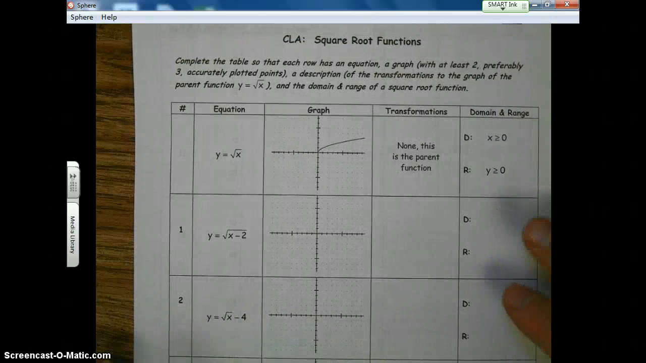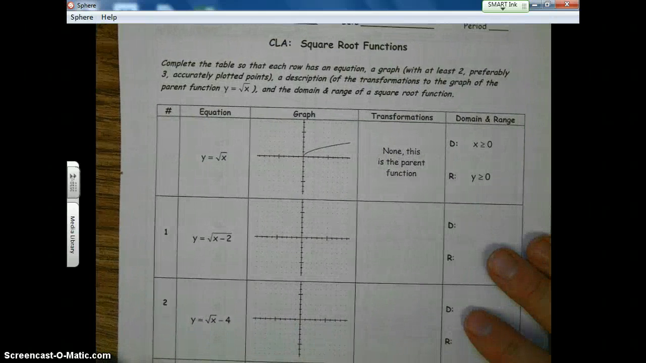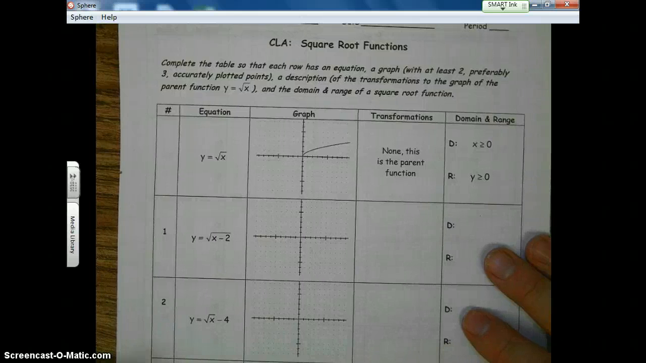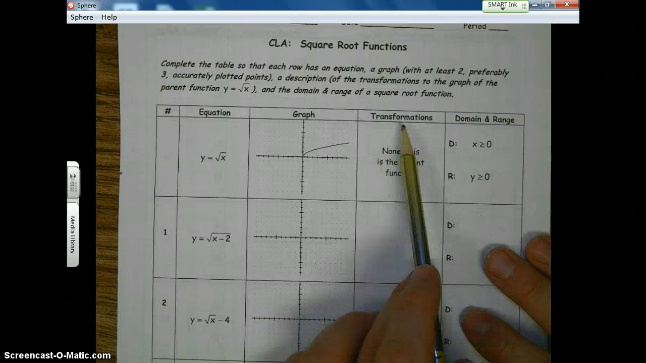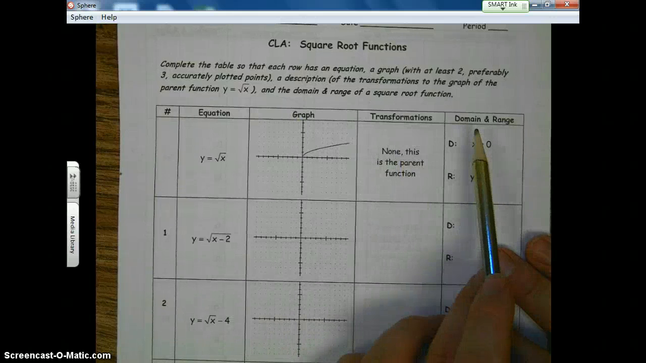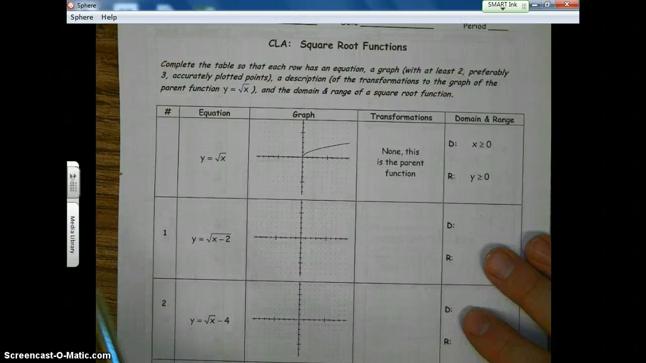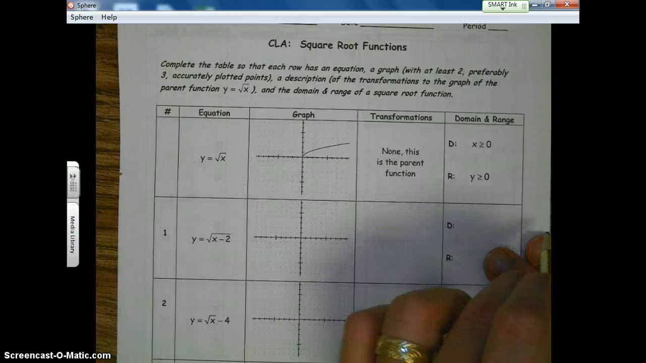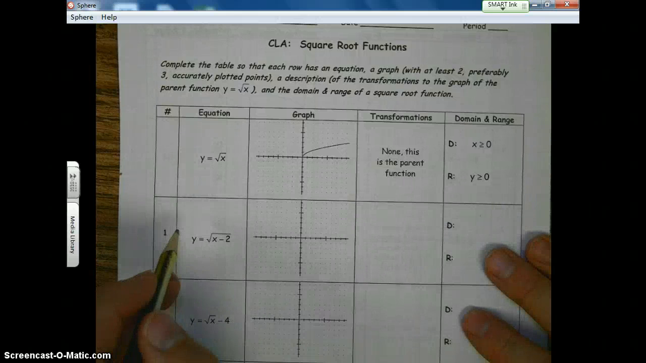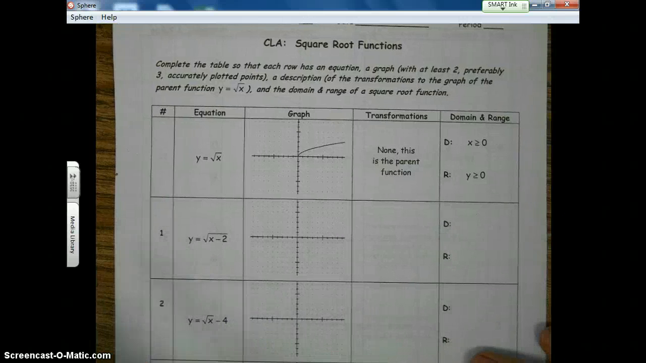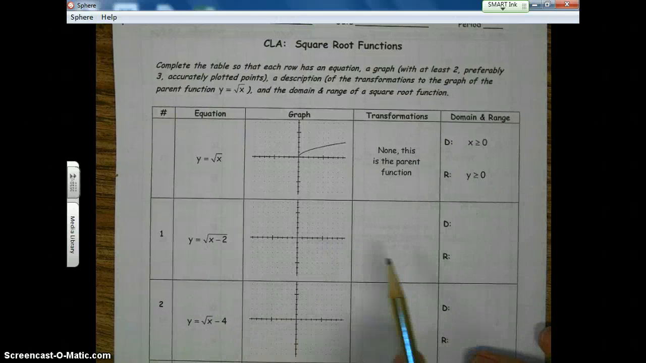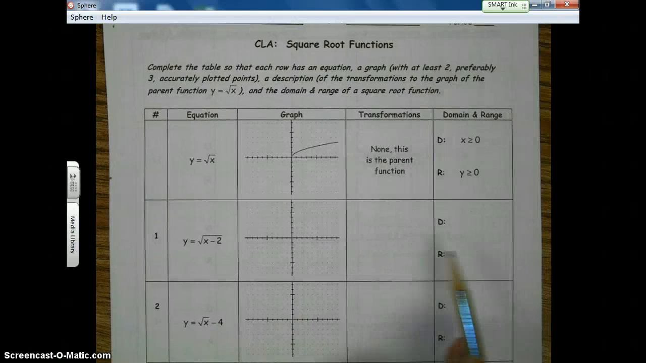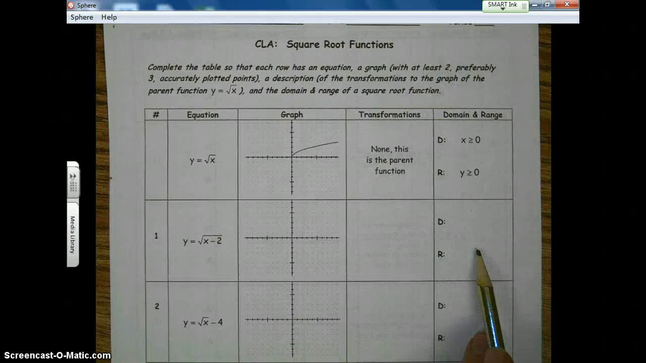So what we're doing here is we're looking at different representations of square root functions. We're looking at equations, graphs, transformations, domain and range. And if you're given one of these, can you give the rest of them? So for example, here in number 1 we're given the equation. From the equation, can we make a graph? Can we write down the transformations? Can we give the domain and the range?